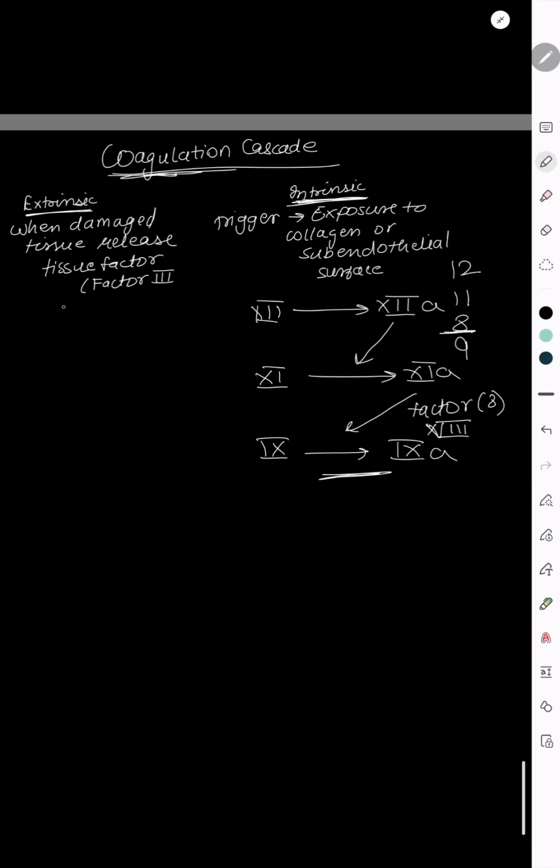Now let us come to the extrinsic pathway. Here you have to only keep in mind factor 7. Here there will be activation of factor 7 to factor 7A. Okay, then factor 7A and factor 9A will go and activate factor 10 into 10A.